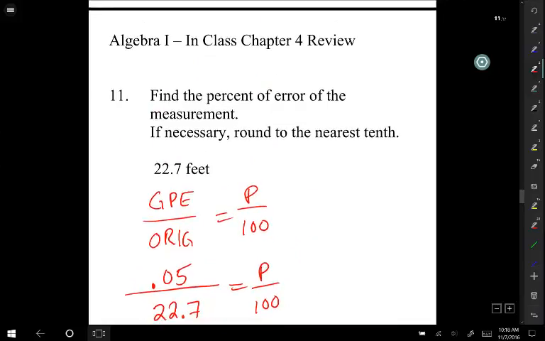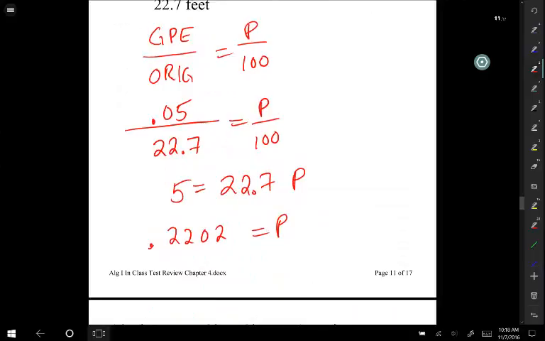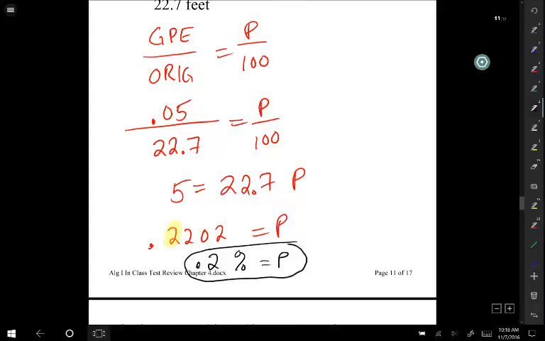Now let's see what they want up here. Round to the nearest tenth. So that 0.2, does it go up or does it stay the same? Stays the same. So my answer is 0.2%. Is that pretty small? Yeah, that's okay, because we're talking about accuracy here. 0.2%.